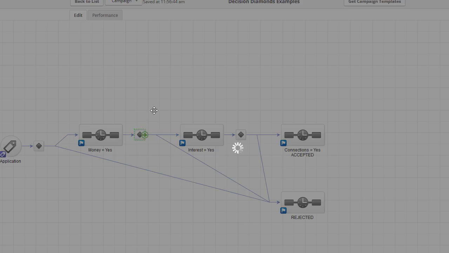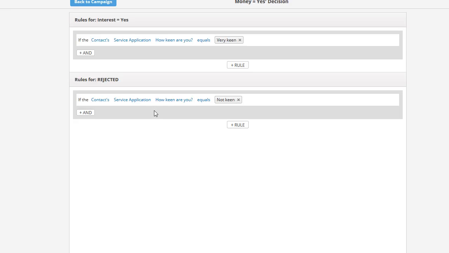The reason that I think this is a lot better and a lot simpler is it means that you can address each question or each step of the logic one by one, which actually makes it a lot easier to set up the diamonds. And the easier it is to set up a decision diamond, the less likely you are to make a mistake with it. So then I can ask, how keen? For the application to continue, they have to be very keen, and we'll reject them if they tell us that they're not keen.